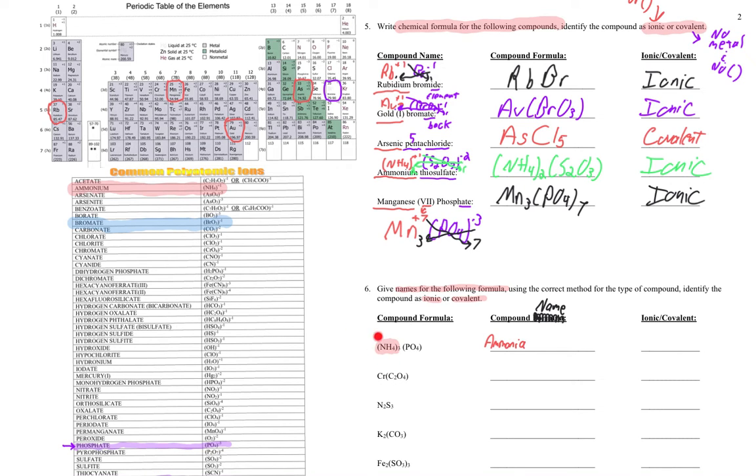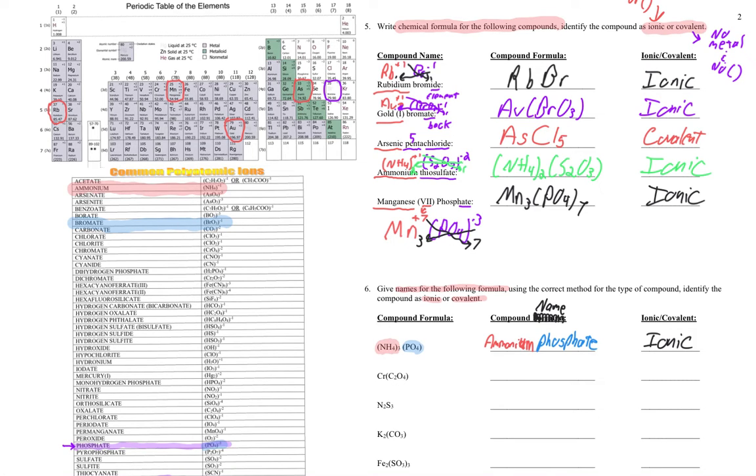NH4 in parentheses, I looked that up. It is ammonium. We just dealt with that. And PO4 is phosphate. We just had that a little while ago too. So I now write the name for PO4, which is phosphate. It's just ammonium phosphate. I'm dealing with polyatomic ions. Ions are ionic.